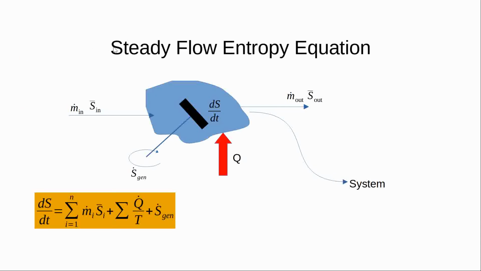Now let's have a look at the steady flow entropy equation. Now what is a steady flow entropy equation? Let's take a control volume. My blue area is nothing but the control volume. Now the change in entropy of this control volume per unit time is dS by dt.